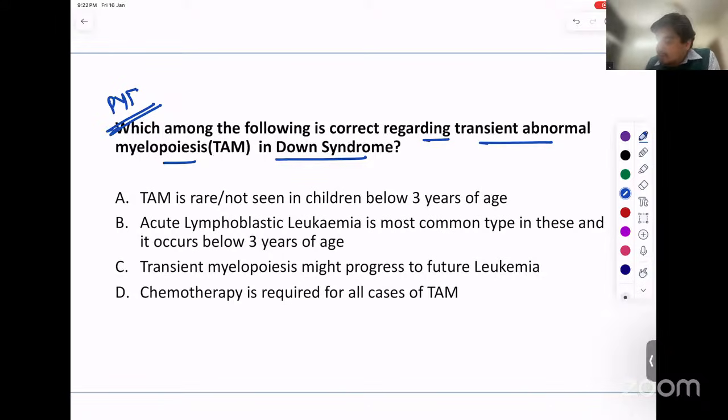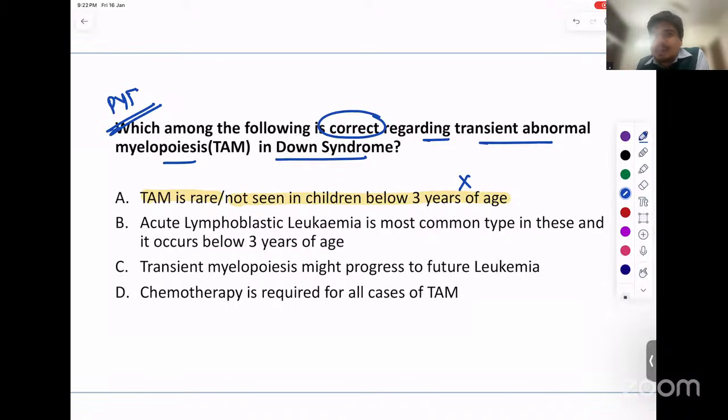All right. So let's go through the options one by one. In the Elite also, we had discussed questions related to Down syndrome and leukemia. Option one: TAM is rare, not seen in children below 3 years of age. So this is incorrect, right? The question is asking for the correct statement, so this first statement is an incorrect statement.